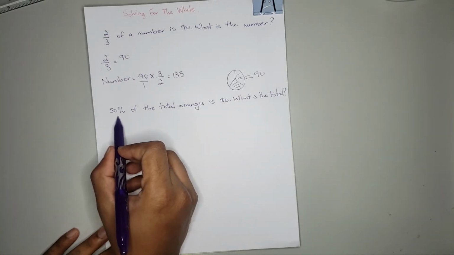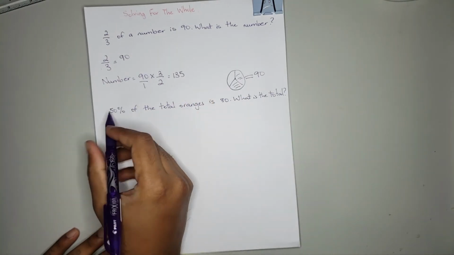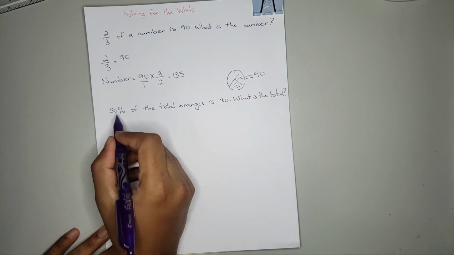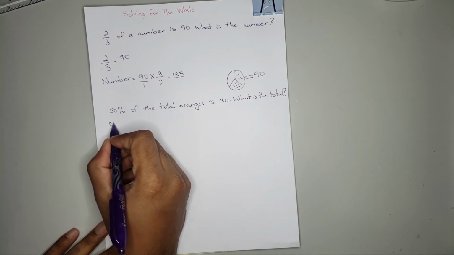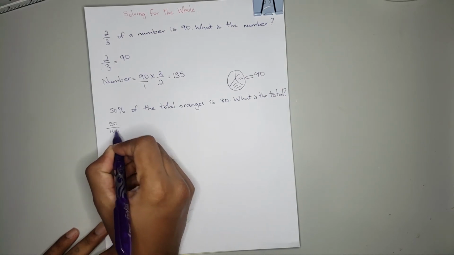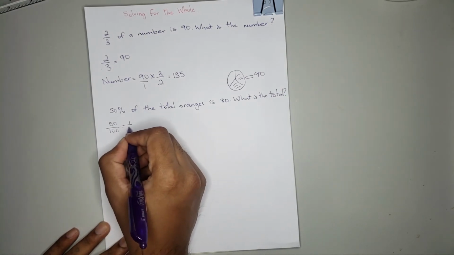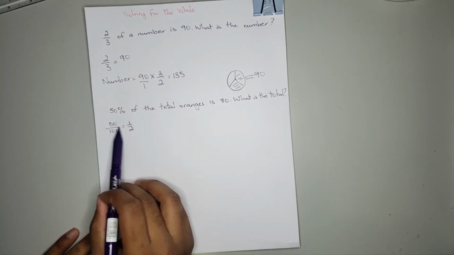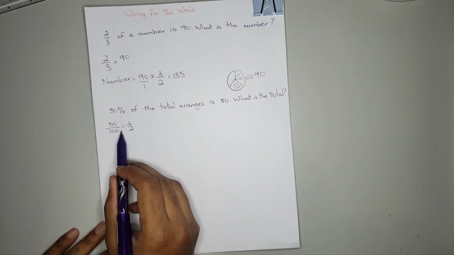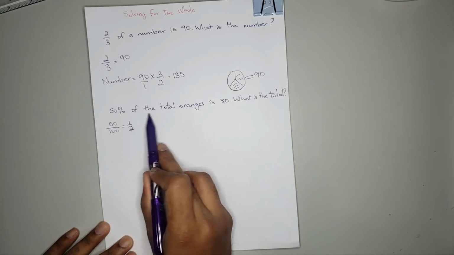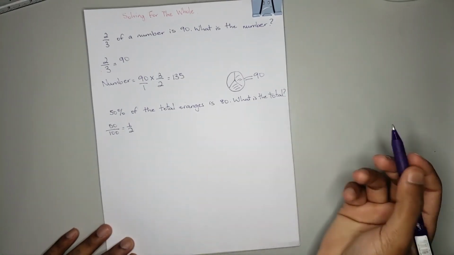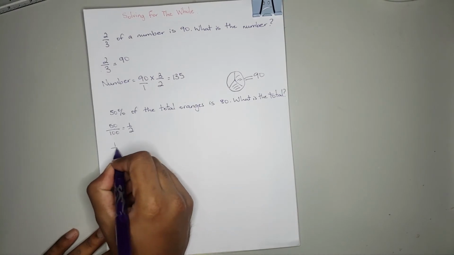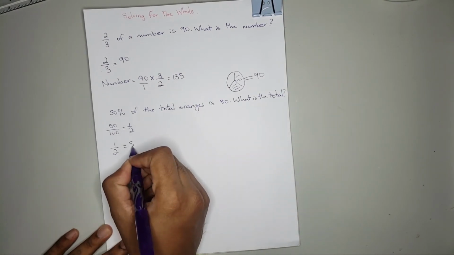But you realize, 50% is not a fraction. But we can always represent the percentage as a fraction. And to represent a percentage as a fraction, you put it over 100. So 50 over 100, and this could simplify to a half. So we know now 50% is equal to a half, right? So this is the same as saying a half of the total oranges is 80. What is the total?